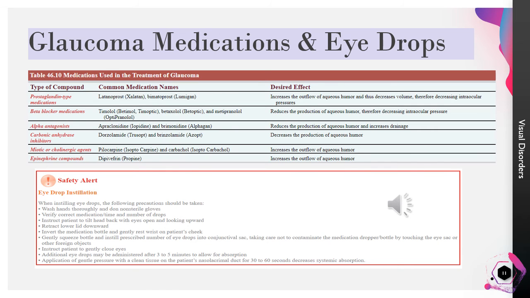Glaucoma medications and eye drops. So one of the most important roles of the nurse in the management of glaucoma is educating the client about the various medications and eye drops they may need to use, as well as proper installation of the eye drops. During our class case study, we're going to take a closer look at the medications used to treat glaucoma, but on this slide it does show you some of those and the instructions for instilling eye drops.